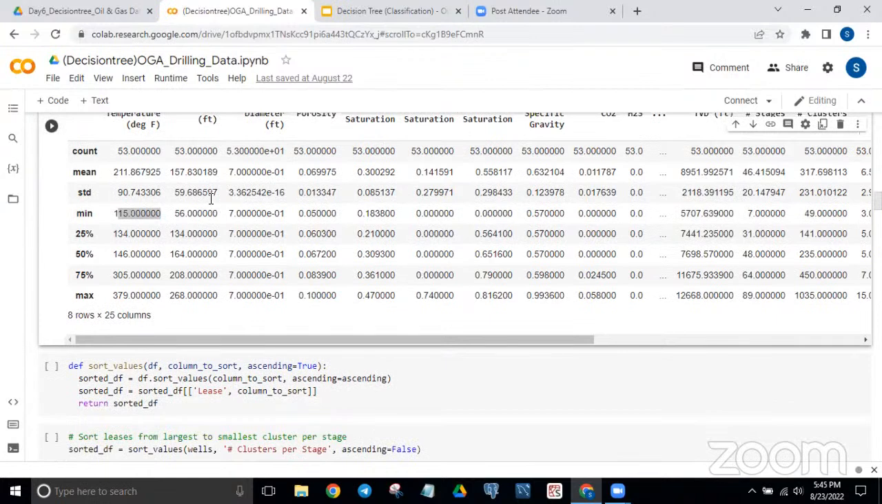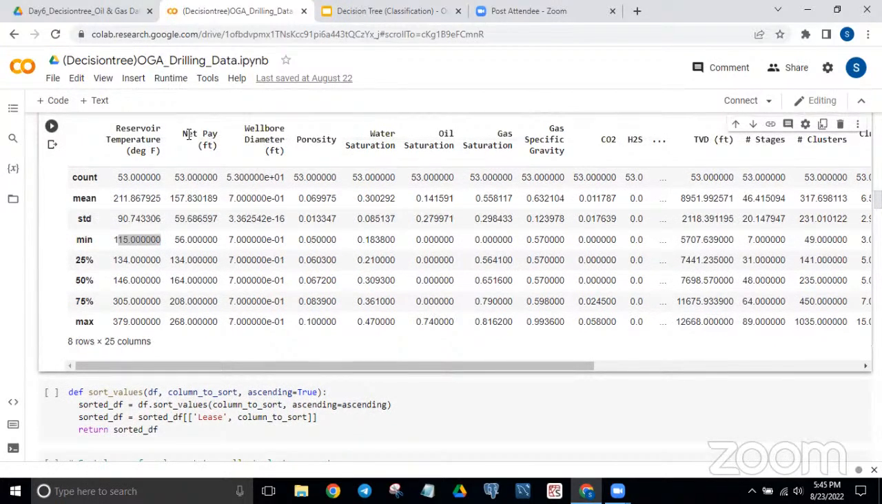And we have something like net pay here. That means the total depth that we are looking into about the well data. This is something related to well data here. The maximum depth I can see is 268 feet, and the minimum I can see is 56 feet. So these are some technical aspects that are very important when we look into oil and gas fields.